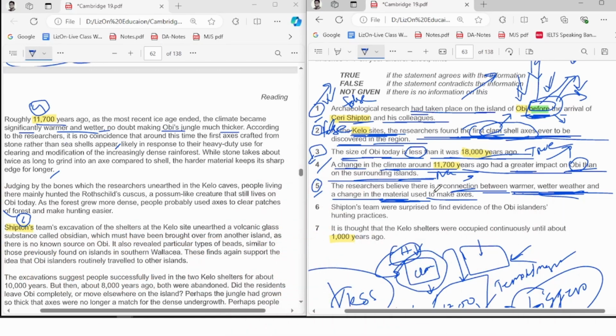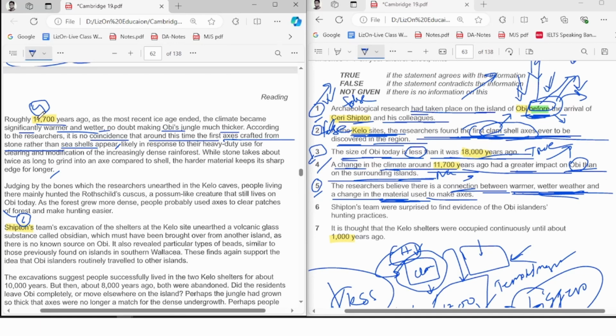Okay, roughly 11,700 years ago, let's read it again. As the most recent ice age ended, the climate became significantly warmer and wetter, no doubt making the jungle much thicker. According to researchers, it is no coincidence that around this time the first axes crafted from stone rather than seashells appear. Right? So that's what they are looking for here. Around this time.